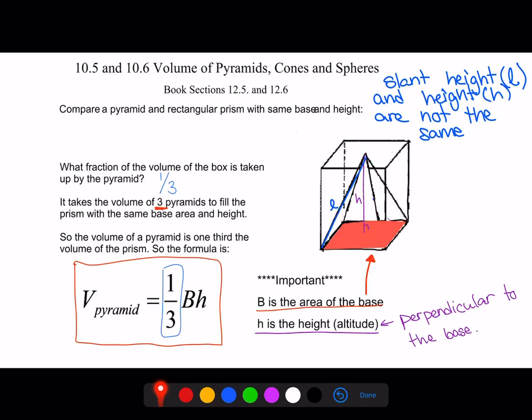Now, important to note that B is the area of the base, H is the height or the altitude. It's very important that we also know that our height is still, once again, perpendicular to our base. It intersects 90 degrees here.